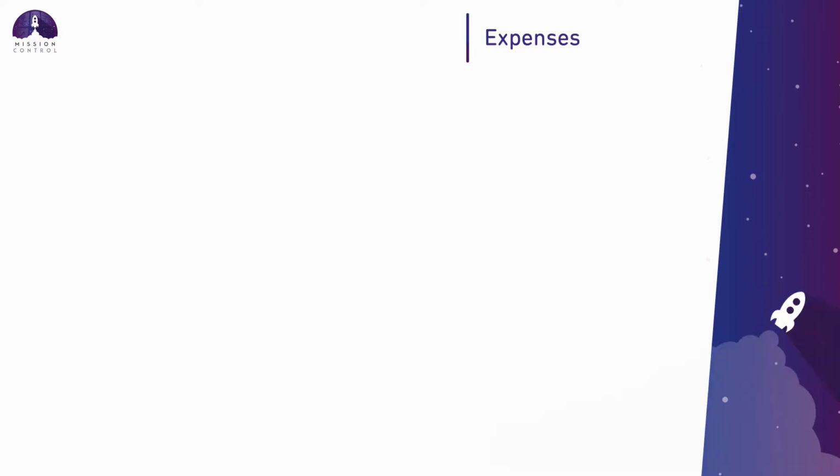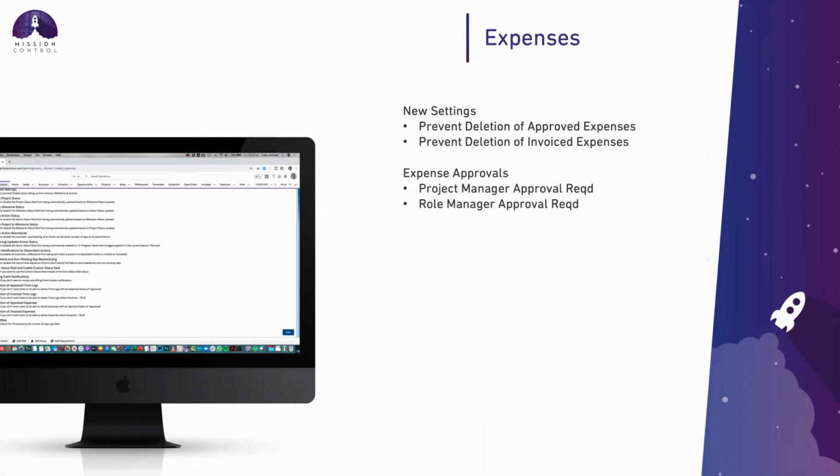And in a similar manner, we've added that same logic to the expenses as well. So you'll see two additional settings that will prevent deletions of approved or invoiced expenses. In addition to that, we've also enhanced the approvals process around expenses. So previously, it was very much just driven by the expense approver nominated on the roles record. Now, at an individual project level, you can specify whether the project manager should approve it and or the individual person's line manager.